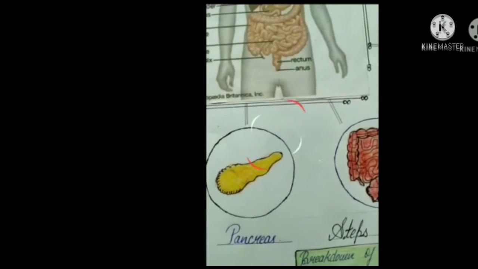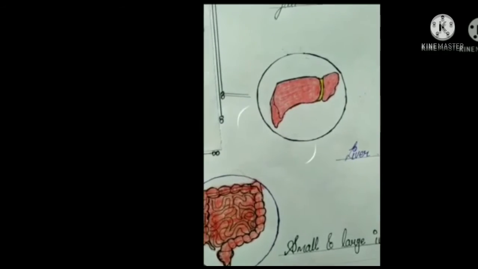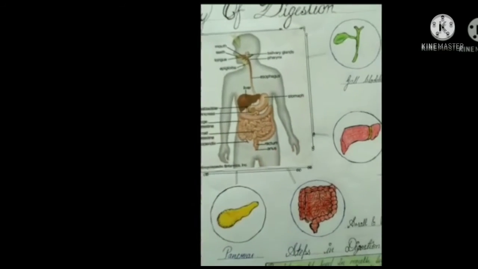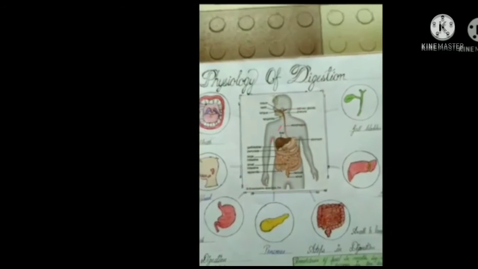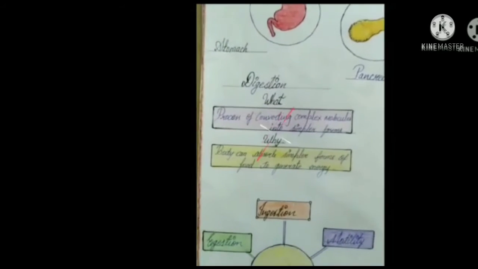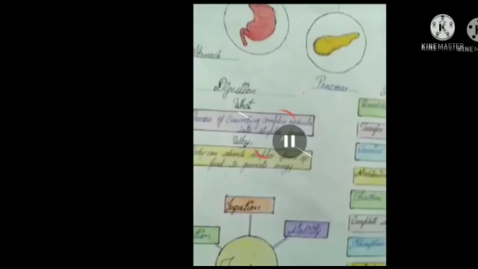Digestion is a process of converting complex molecules into simpler forms. Why? Because the body can absorb simpler forms of food to generate energy. Its functions are ingestion, motility, secretion, digestion, absorption and egestion.